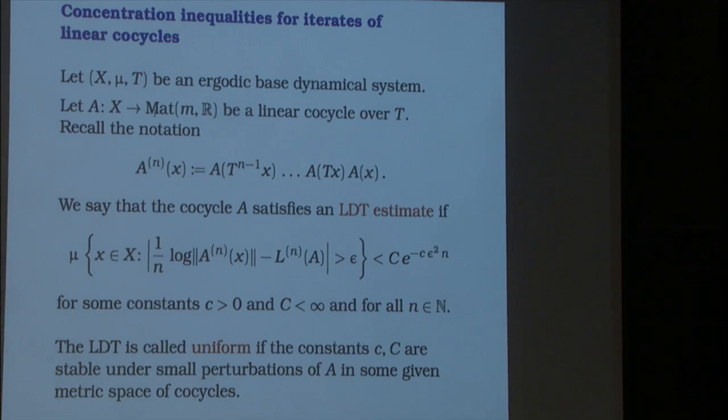What's especially important for us, and you'll see in a moment why, is that these estimates depend in a uniform way on the data, in the sense that if you perturb the cocycle in a certain metric space of cocycles, the constants that appear there don't blow up, right? And again, you want this to hold for all iterations. You prove a kind of stability estimate. Yes. The quantity is the integral of this, or you can replace it with the actual Lyapunov exponent. So I'm going to refer to this as uniform LDT, or large deviation type estimates.